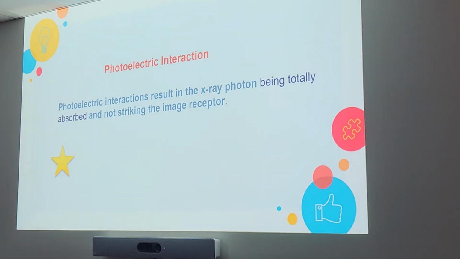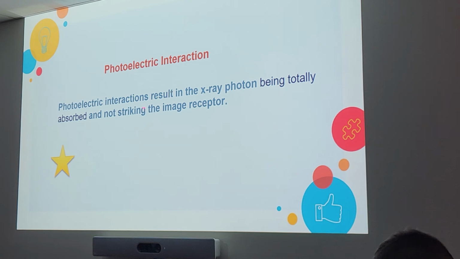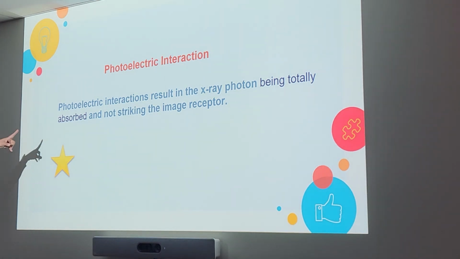Nice. So, this is important to remember. The higher the atomic number, we already said it means higher absorption, correct? So, what does photoelectric interaction have to do with absorption? It absorbs it. So, photoelectric interactions result in X-ray photons being totally absorbed and not striking the image receptor. So, introducing that contrast media enhances photoelectric interaction.